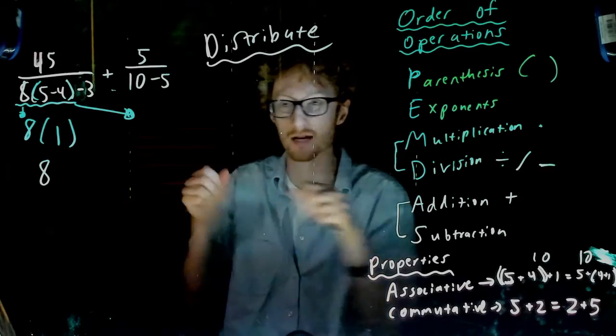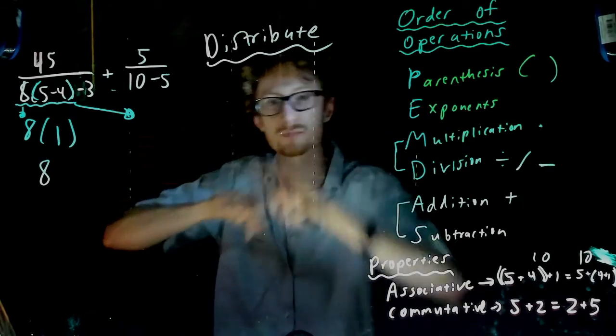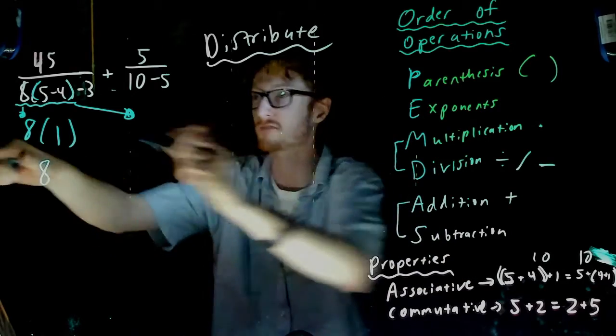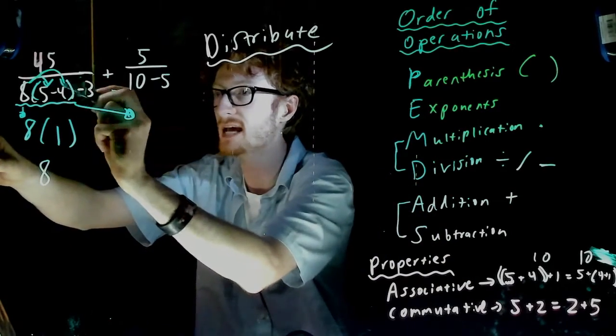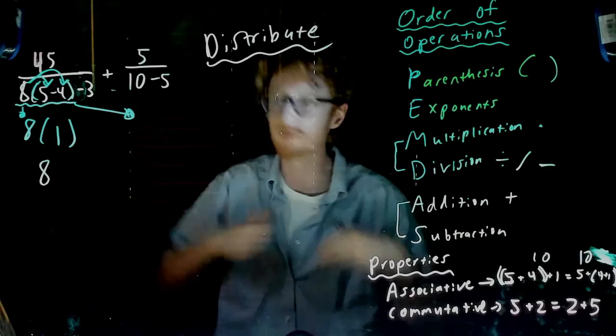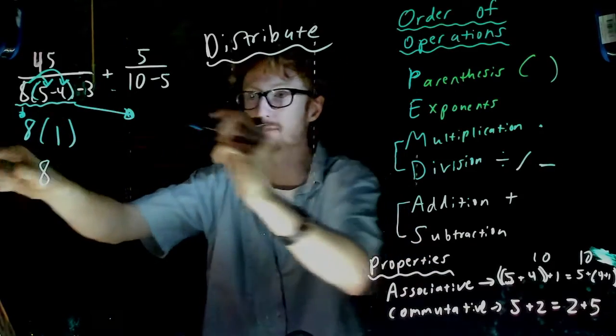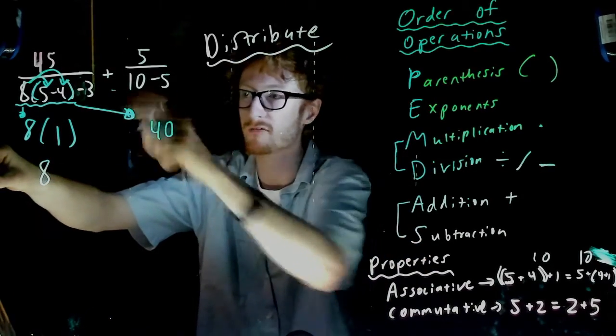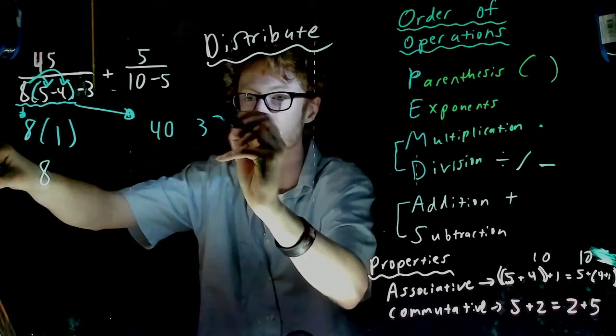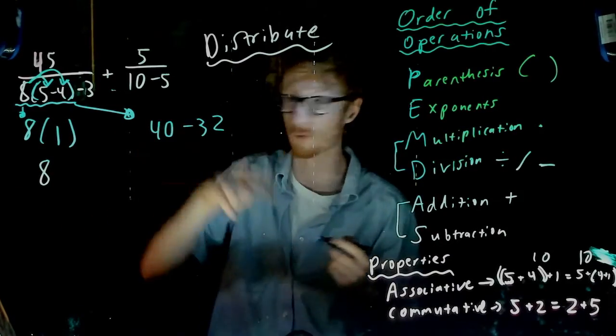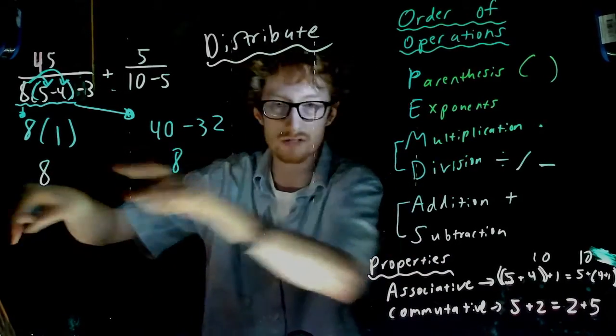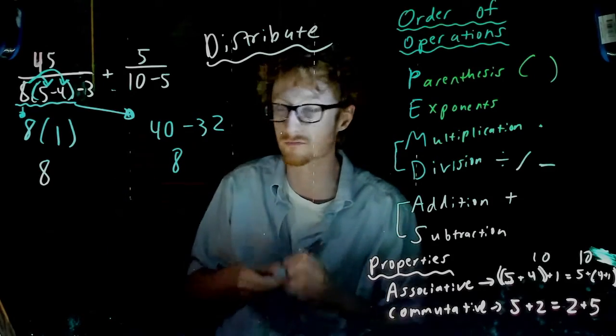Now, what does distributing mean? Well, the word distributing means like we're spreading things out, right? We're giving things to everyone. So we're going to give this 8 to the 5 and the 4. How do we give it? We multiply it. So 8 times 5 is 40. 8 times 4 is 32. And then we do the subtracting. 40 minus 32, it's still 8. Notice how they're the same. That's what the distributive property is.